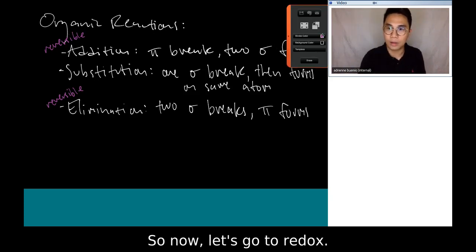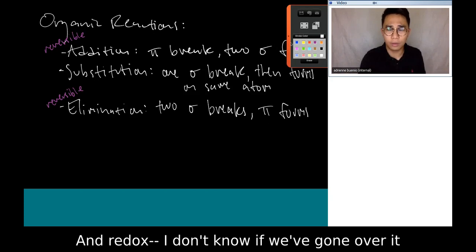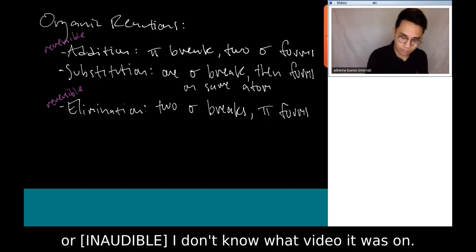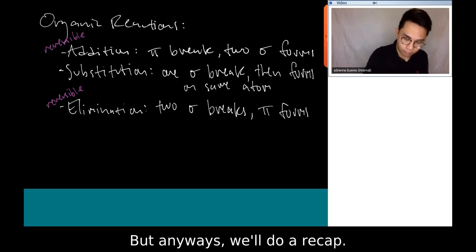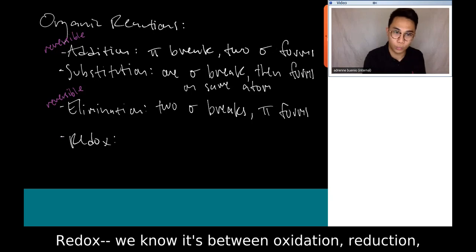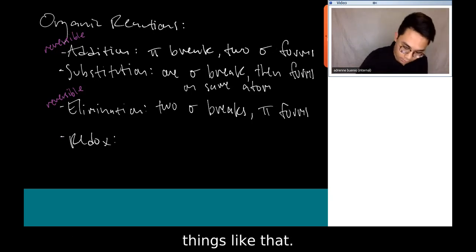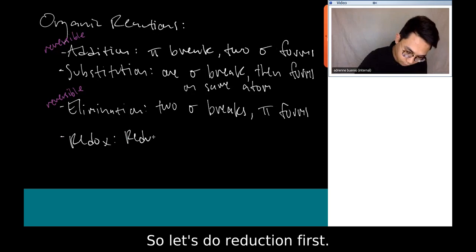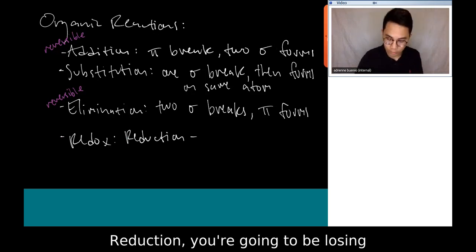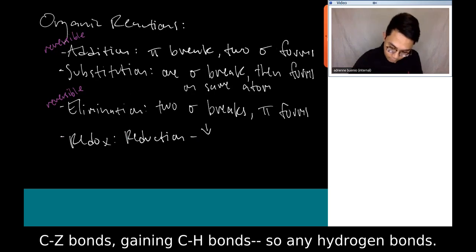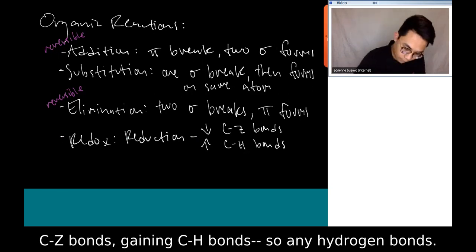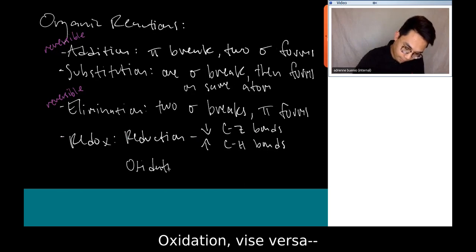So now let's go to redox. And redox, I don't know if you've gone over it or you saw it on some video, but anyways, we'll do a recap. Redox, we know it's between oxidation, reduction, things like that. So let's do reduction first. Reduction, you're gonna be losing CZ bonds, gaining CH bonds or any hydrogen bonds, right? Oxidation, vice versa.